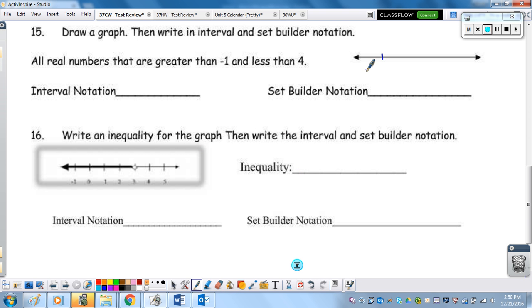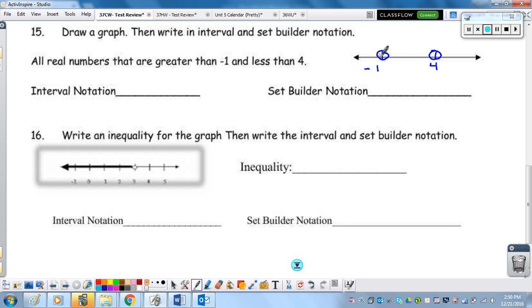So we have -1 here, and then I have 4 there. So all numbers that are greater than and less than. If you notice, you do not have the words equal, so that's why you don't have a closed circle. So we're going to have open and open. So let us graph it.